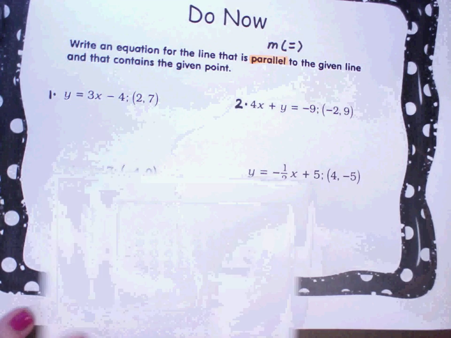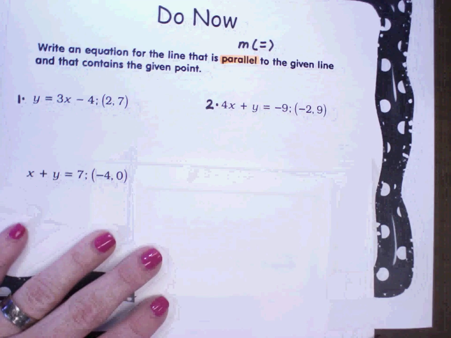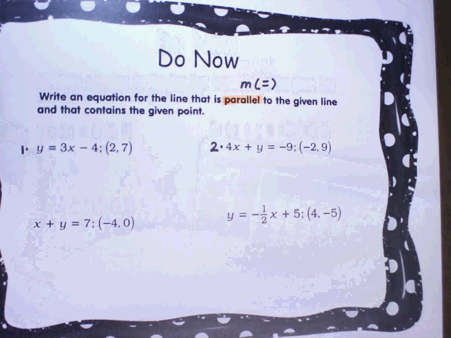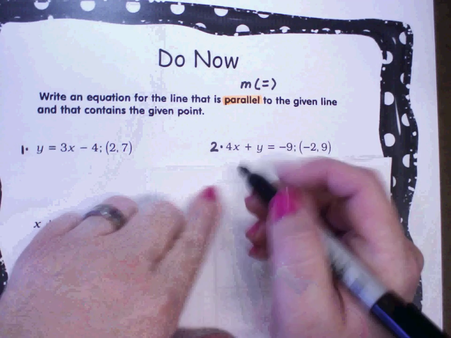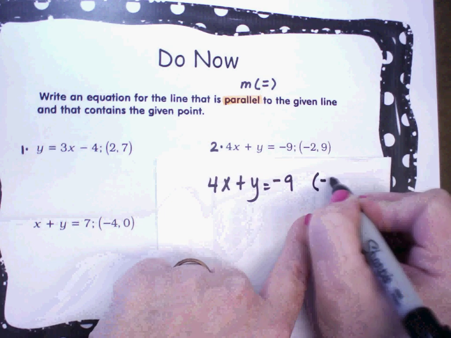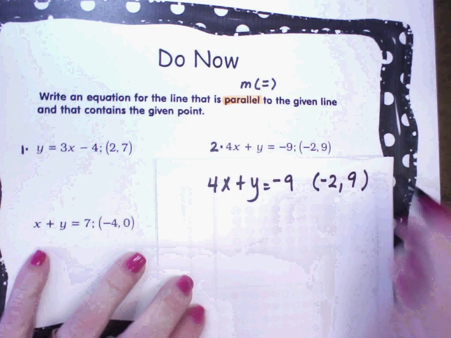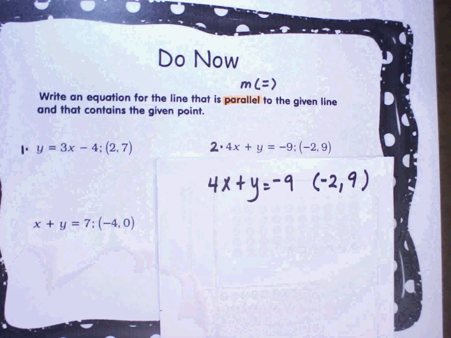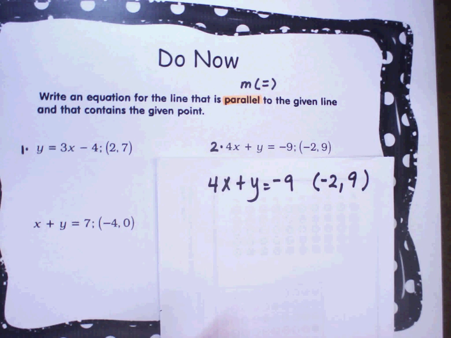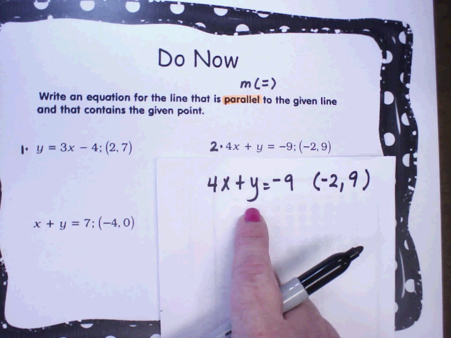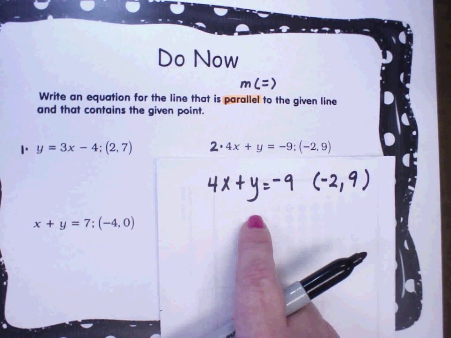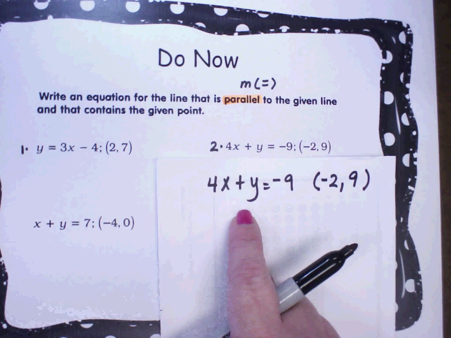All right, I'm going to use that as number 2. All right, so the equation was 4x plus y needs to be parallel to that one. To 4x plus y equals negative 9, and it goes through the point negative 2 and 9. So what's the first thing that I need to do over here? Find the what? The slope of that line. You don't know the slope of that line, but you do know that that line and your other line have the same slope. So therefore, I need to find this slope.